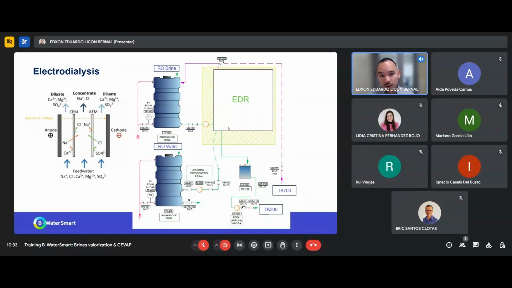We have the opportunity to be fed with RO water in order to control conductivities, and this is going to be a crucial step in the operation of the B-WaterSmart concept, as we will see later. But at the end of the day, we are going to concentrate to a certain conductivity, a set point of conductivity, the water that is going to be sent to the softener, and then ultimately to the electrolyzer. And at the end of the day, applying energy and chemicals, obtaining this transformation that is really interesting.